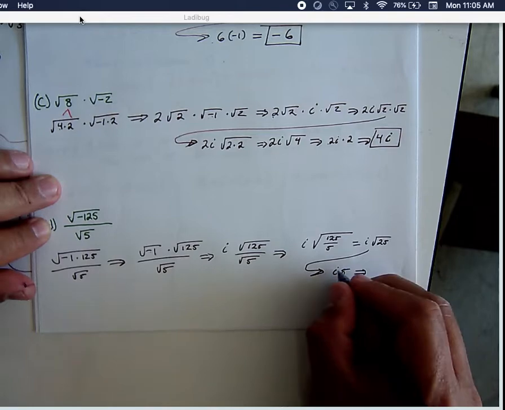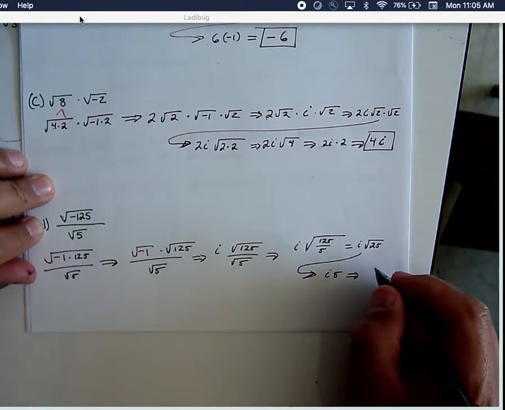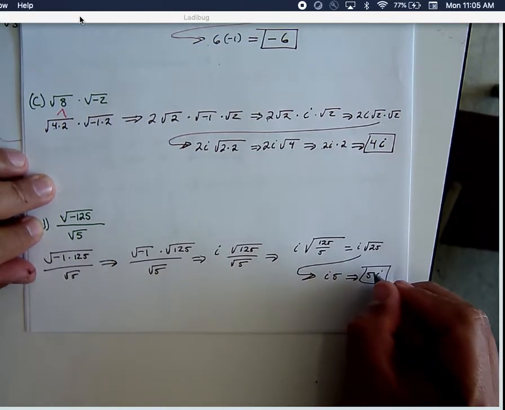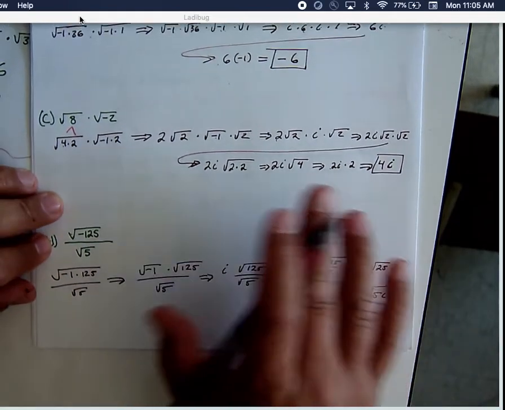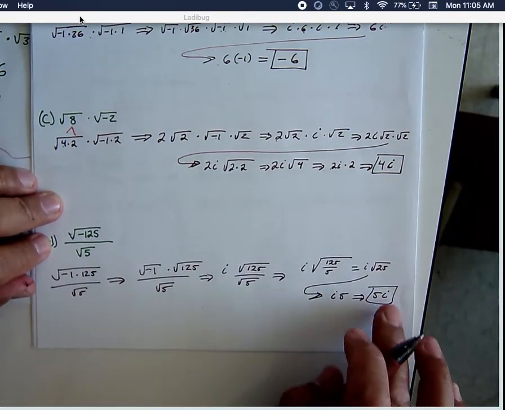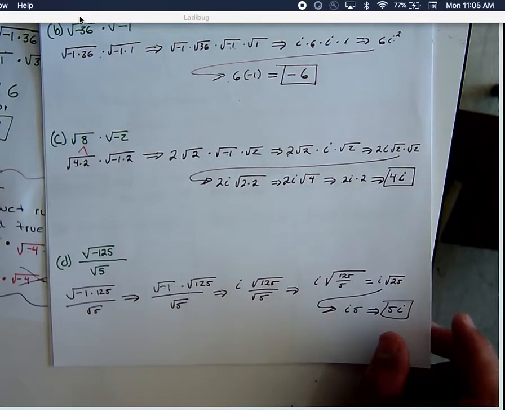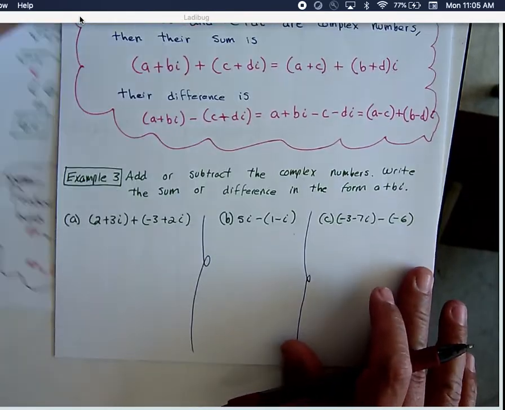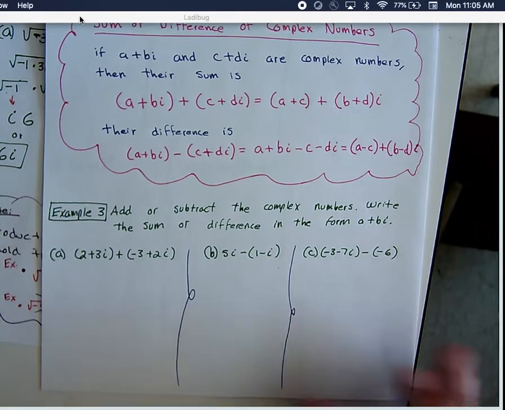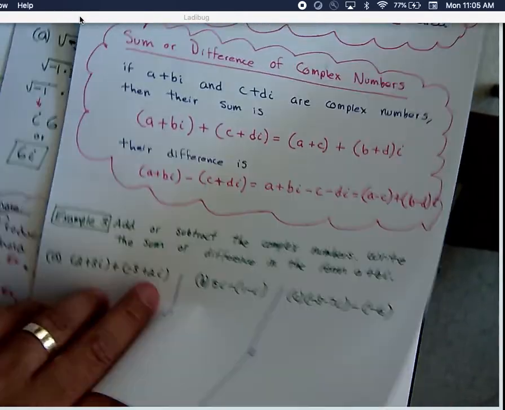Remember, it's already labeled like that, but it looks a lot better when you do this: 5i. When it's a radical, leave the imaginary i in front of the radical. Okay, that's example 2. I'm gonna do example 3 and then I'm gonna stop.